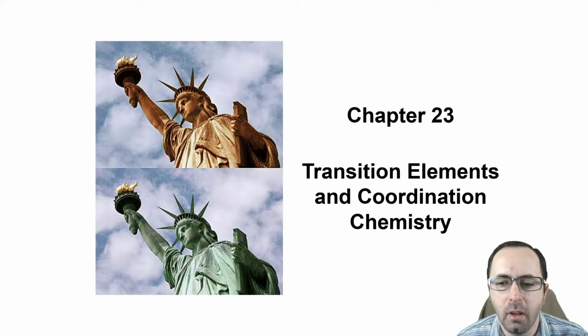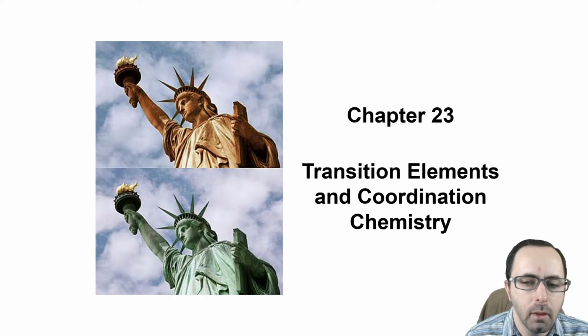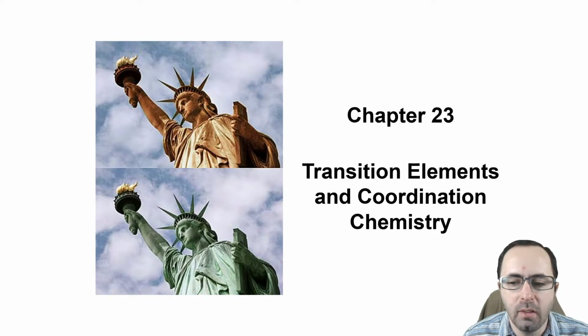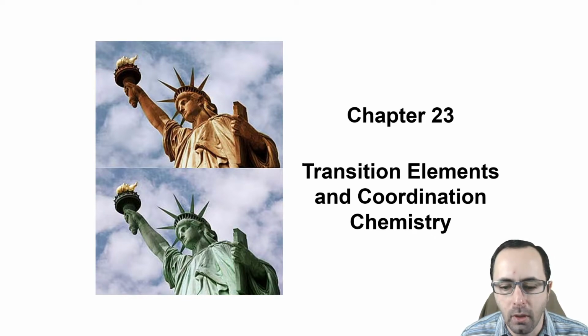This week we're going to be talking about chapter 23, which has to do with transition elements and coordination compounds made from those transition metals.